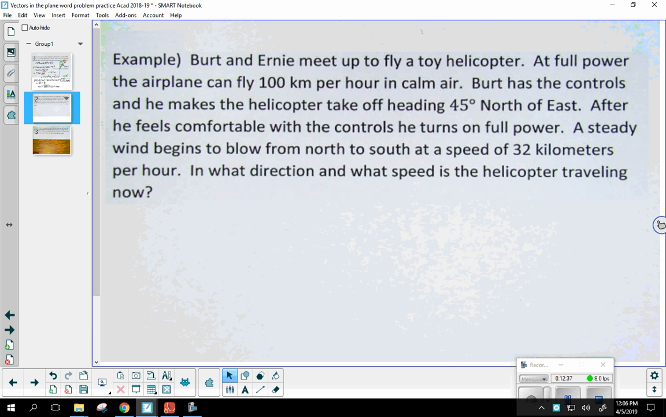It says, Bert and Ernie meet up to fly a toy helicopter. At full power, the airplane can fly 100 kilometers per hour in calm air. Bert has the controls and he makes the helicopter take off heading 45 degrees north of east. So said that way, 45 degrees north of east, that's the same as saying north 45 degrees east. So that's in the second quadrant?